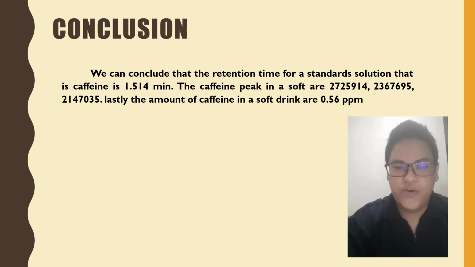The caffeine peaks in a soft drink sample are, the first one is 2725914 and the second one is 236769495. The third one is 2147035. Lastly, the amount of caffeine in the soft drink is 0.56 ppm. That's all.